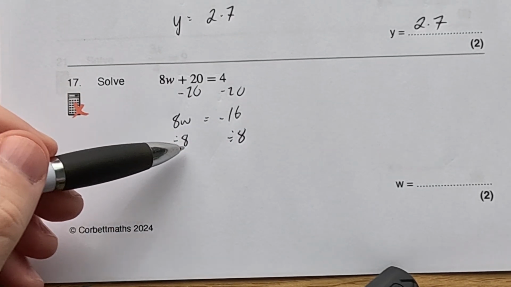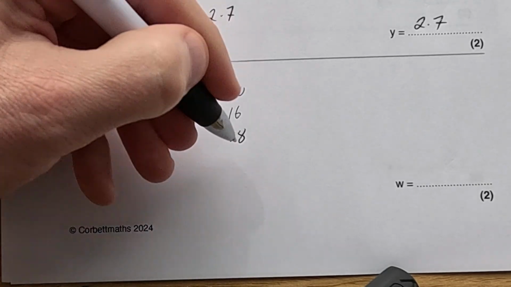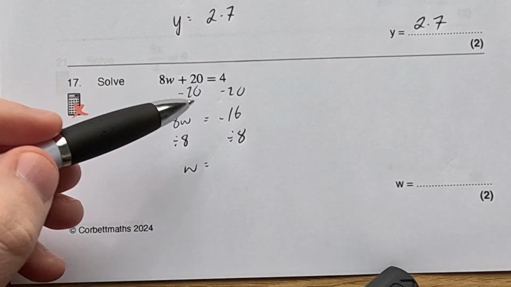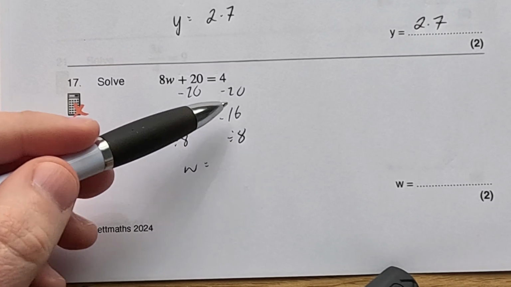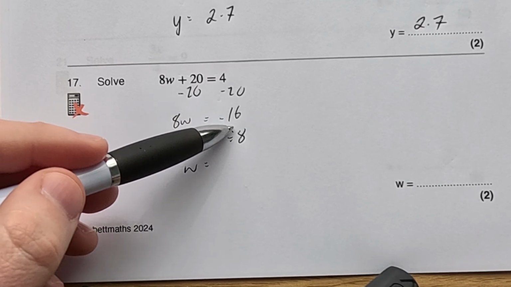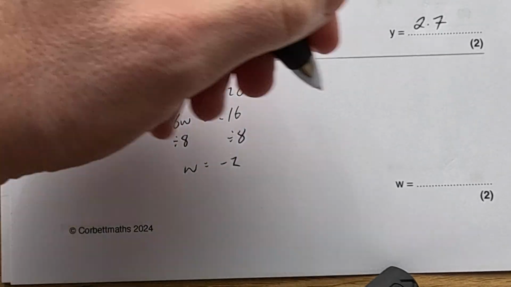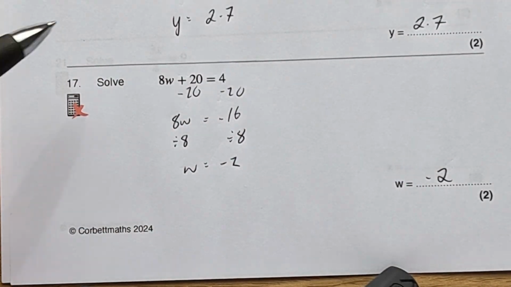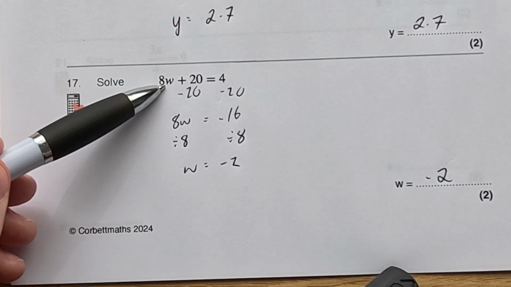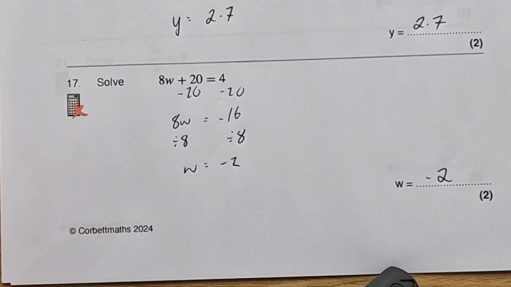8 times w, well, we're dividing by 8 to get rid of the times by 8, so we'll just be left with w. And then on the right-hand side, we've got minus 16 divided by 8. So 16 divided by 8 is 2. Minus 16 divided by 8 would be minus 2. So that means that w equals minus 2. And let's just check that. 8 times minus 2 is minus 16, plus 20 would be 4, and that's it.